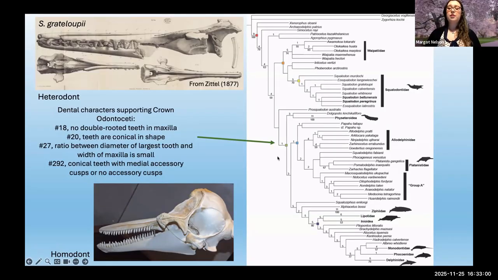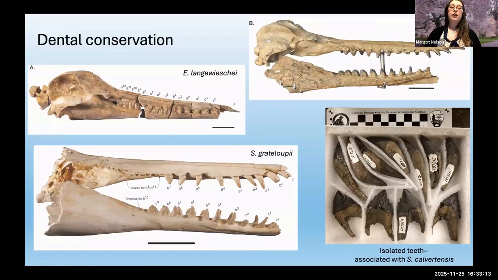So this was a really interesting result and potentially says something about the origin of homodonty that evolved once, which is a really interesting thing. The other thing that we discovered were patterns in dental conservation and how tooth patterning might happen in toothed whales.